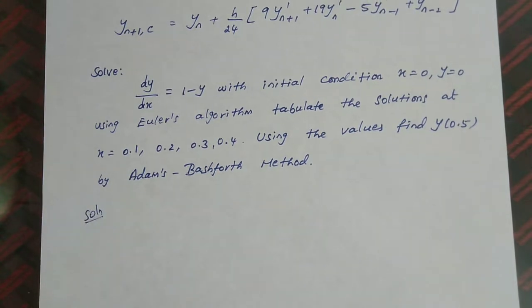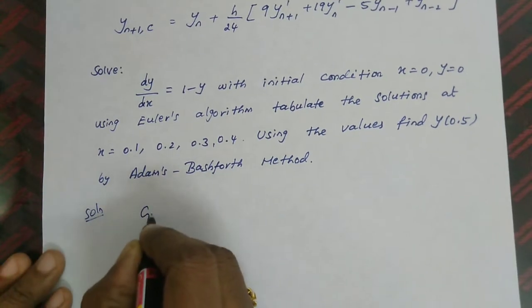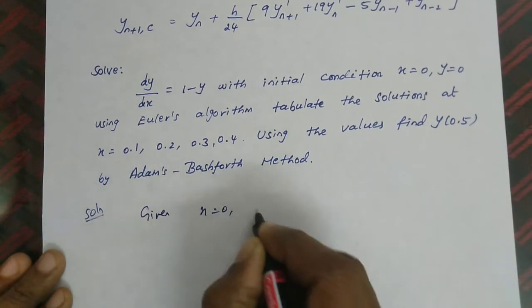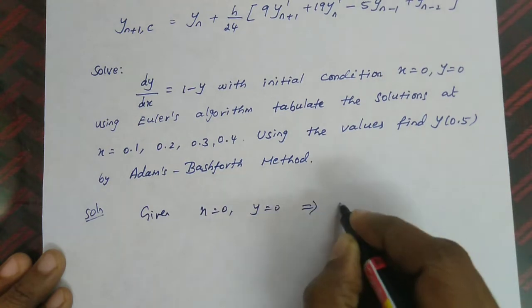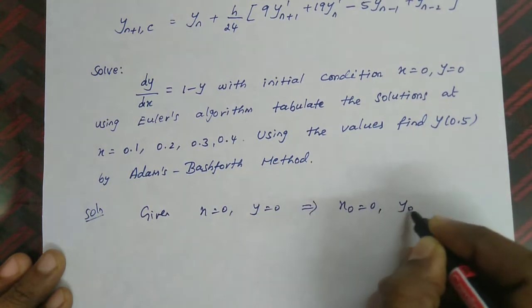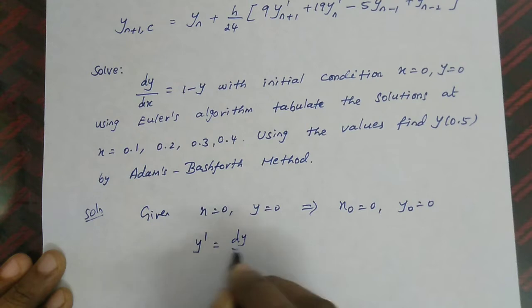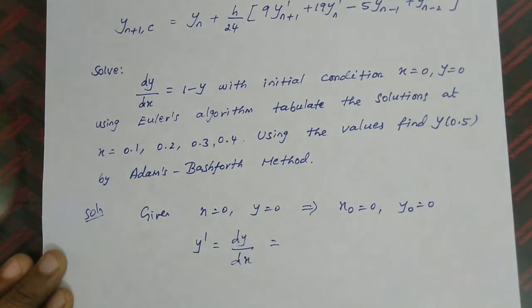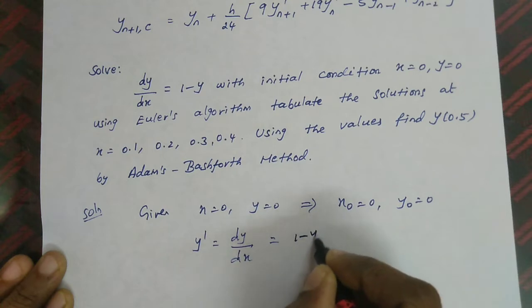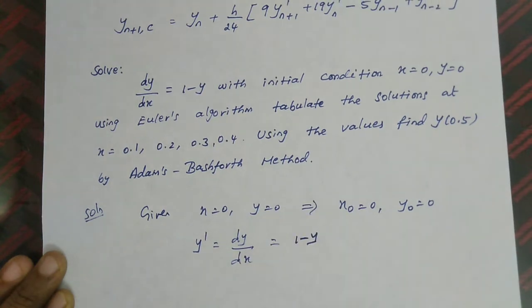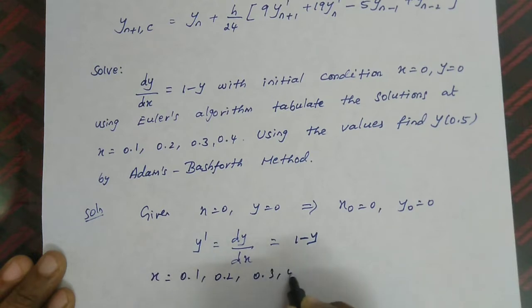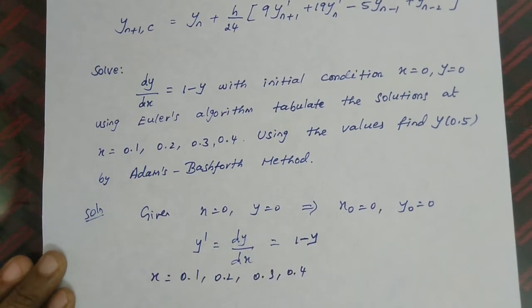First, we'll write the given data. The initial condition is given: x equal to 0, y equal to 0, which implies x naught is 0 and y naught is 0. Also given that y dash, that is dy by dx, equal to 1 minus y. Moreover, the x data is given: x is equal to 0.1, 0.2, 0.3, 0.4. Now we are going to use Euler's method to find the corresponding values of y.